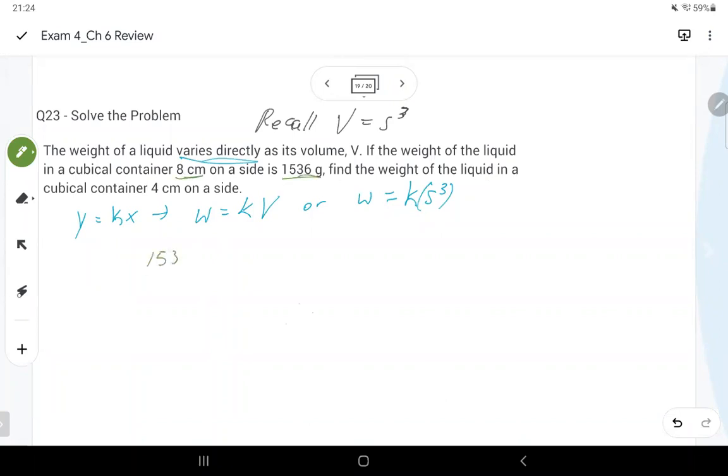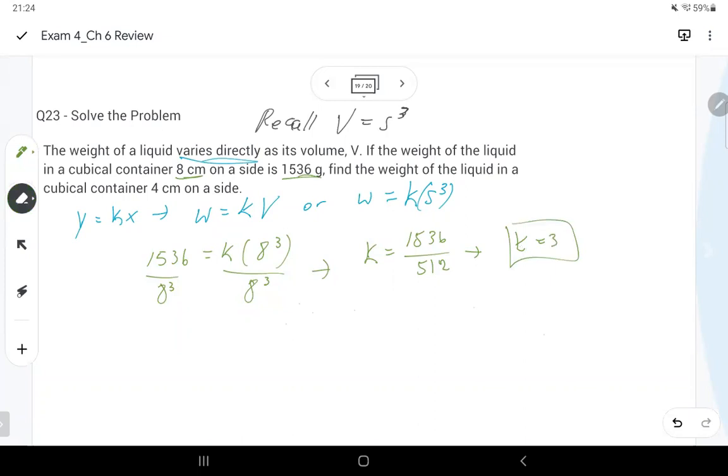So 1536 equals k times 8 cubed. So divide by 8 cubed. 8 cubed is 512. So k is equal to 3. That looked like a funky t. All right, so k is equal to 3.